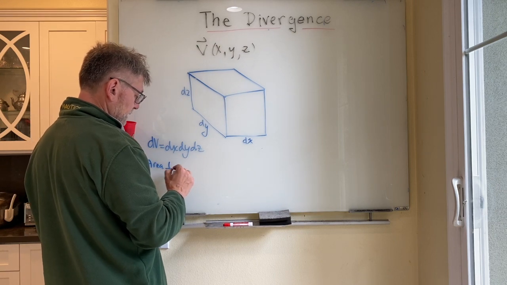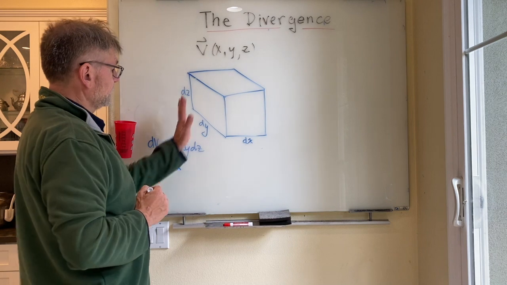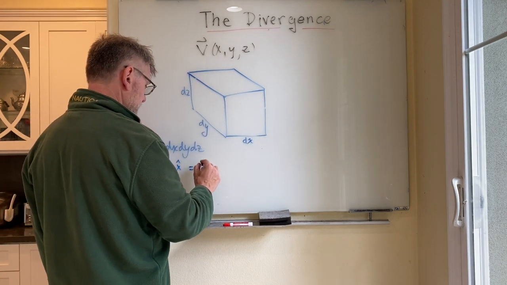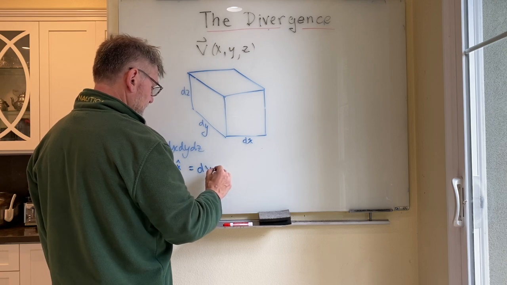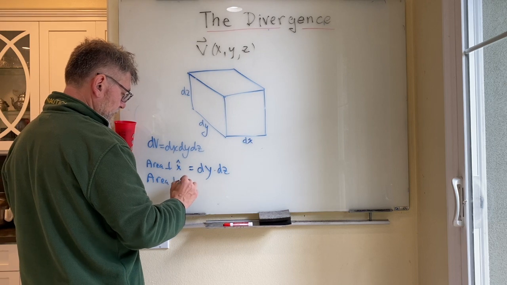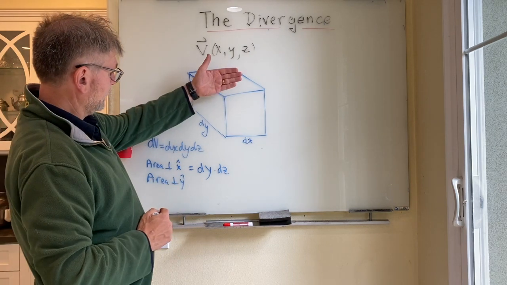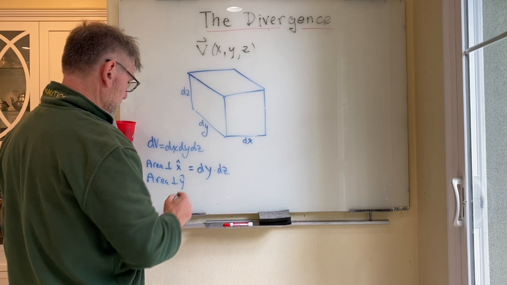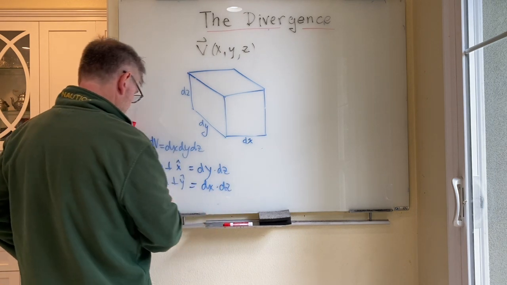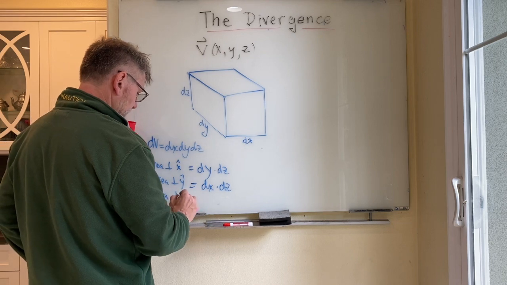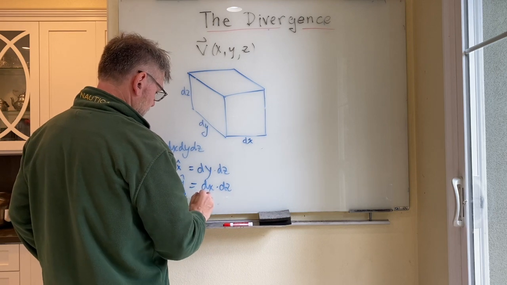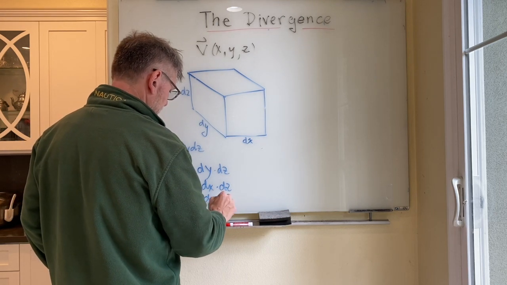to the x-axis, that will be this side or that side, will be equal to dy times dz. The area perpendicular to y hat is going to be either this front or the back face, and that's equal to dx times dz. And then finally the area perpendicular to z hat, the bottom or the top, is equal to dx times dy.